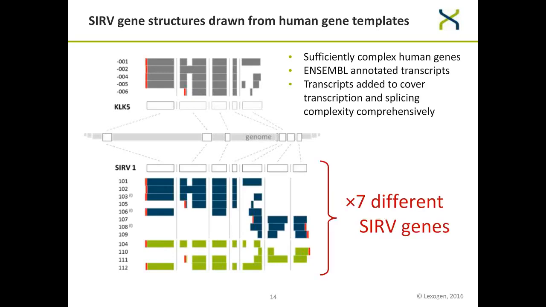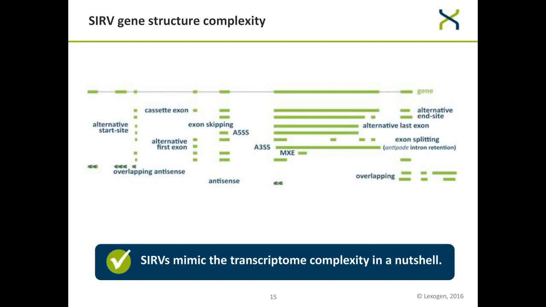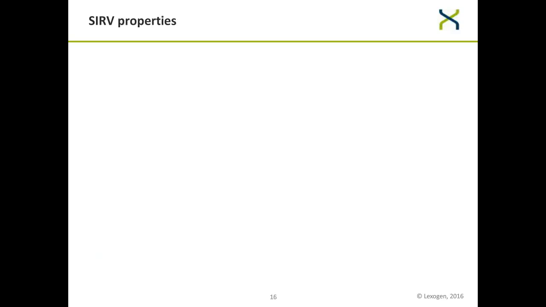So we not only have one gene, of course, but we have 7 of these. And all 7 of these actually have a very high complexity. So this means the SERVs mimic the transcriptome complexity in a nutshell. And we want to test the complexity to its limit and not have very simple case examples with only 2 or 3 transcript isoforms per gene, but this should be really a challenging setup.